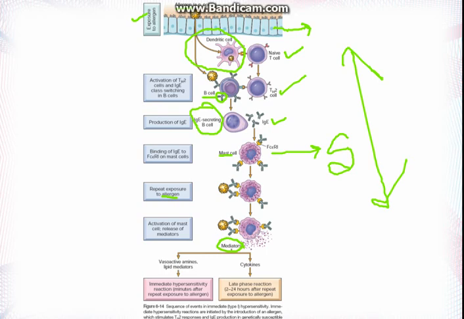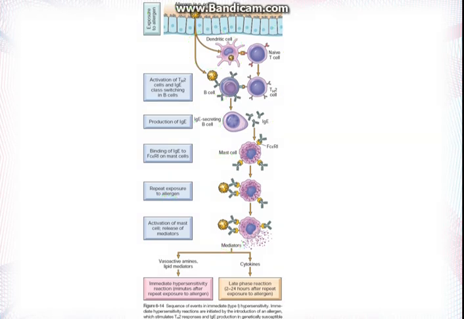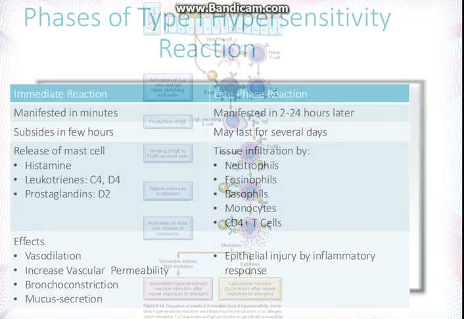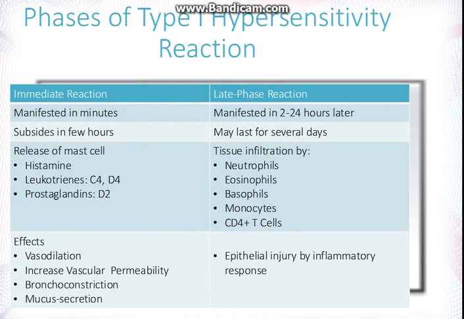Okay, now by this you will understand the definition in a much better way. Now there are phases of type 1 hypersensitivity reaction. There is not only the immediate reaction, there is also a late phase reaction. Now what is immediate reaction? It is manifested in minutes and it subsides in a few hours. Okay, there is release of mediators from the mast cell. In immediate reaction, the key cell is mast cell, and it releases histamine, leukotrienes, prostaglandins, and the effects are vasodilation, increase in vascular permeability, bronchoconstriction, and mucus secretion. These are the immediate reaction phases.